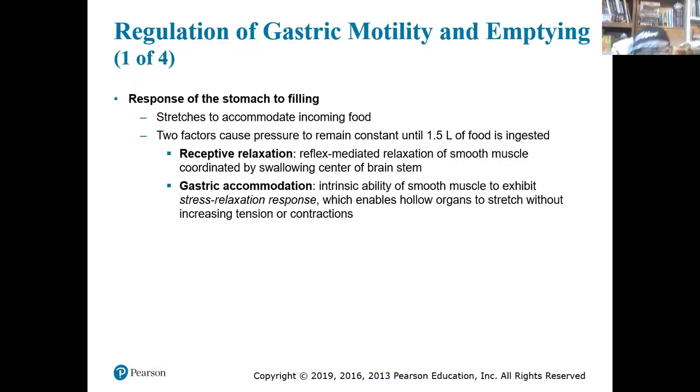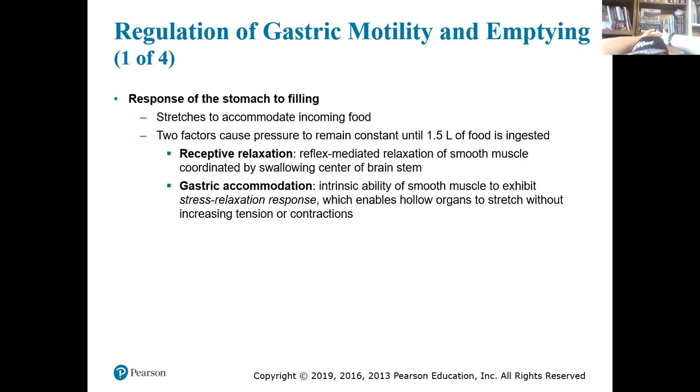All right. So what do we do in response to the stomach filling? The stomach stretches, all those rugae flatten out as we get bigger. Two factors cause the pressure to remain the same until about 1.5 liters of food is taken in. One is reflex-mediated relaxation of smooth muscle, coordinated by the brain. In the brain stem, we have the swallowing area, the pons and medulla. Gastric accommodation: the smooth muscles have a stress relaxation response.